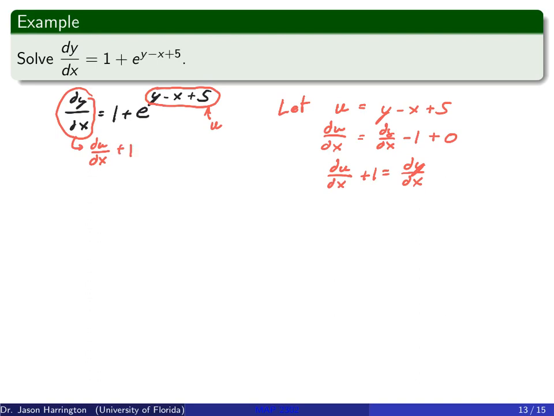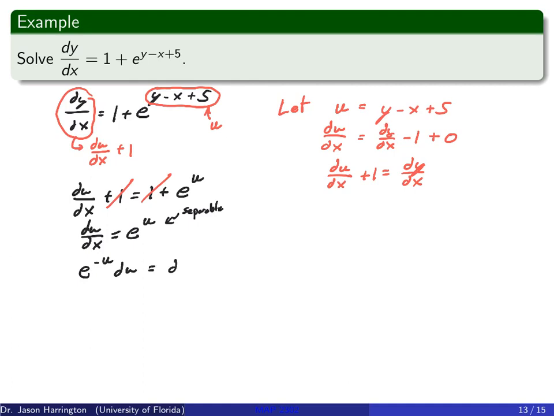Now once I make that substitution, I get du over dx plus 1 is equal to 1 plus e to the u. Oh, and look how cute this is. Just the ones cancel. Oh, this is really beautiful. The ones cancel, so nice. And I'm left with this nice little separable equation. du over dx is equal to e to the u. That's nice and separable. I always like it when problems work out this nice. Then you get e to the negative u du is equal to dx.